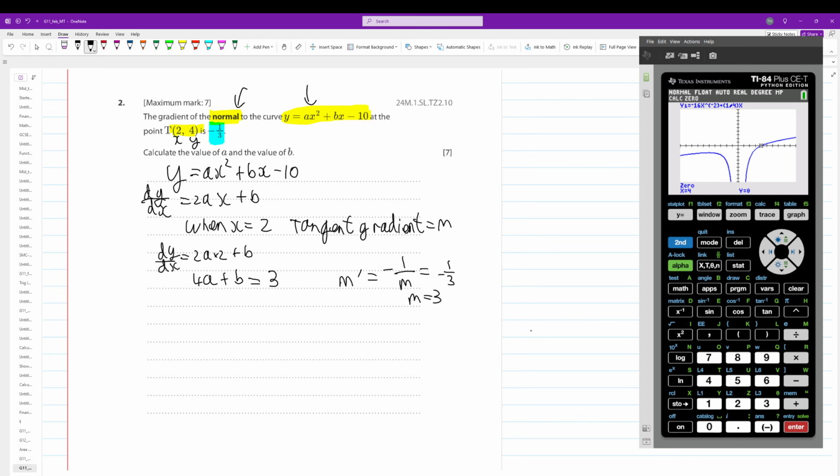Job done. I have one equation now. This bit, we've already got about 3 or 4 marks. Well done. If you don't know how to go any further, we start to have a look at what numbers have we not used. So we have used this gradient and we have used this x value, but what we definitely haven't used is this y value.